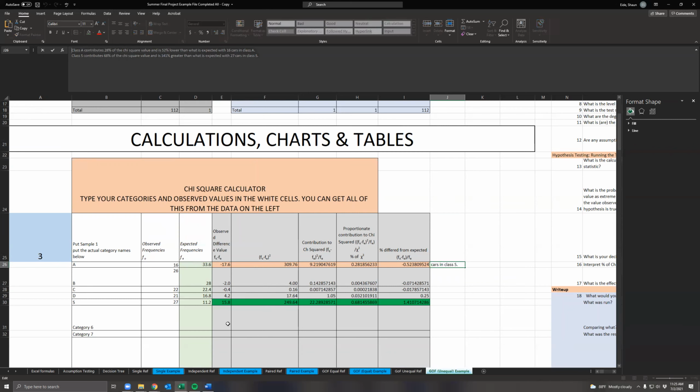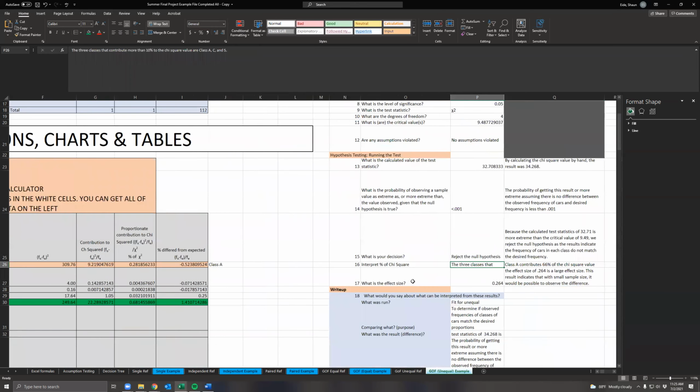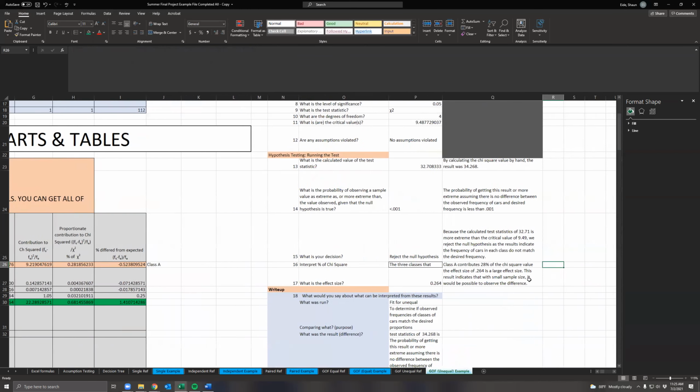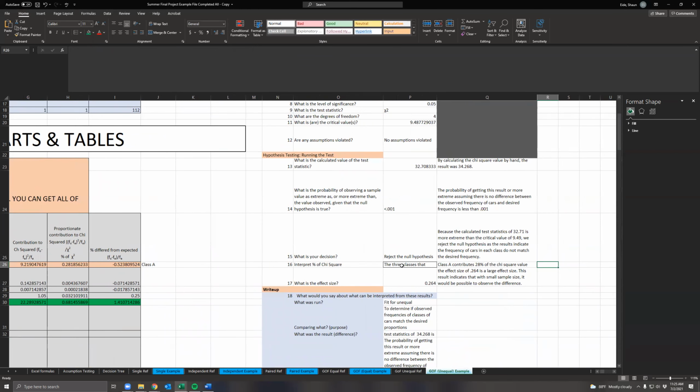So we wrote up where the difference comes from, and that's what we really care about. It's like, yes, there is a difference, but now let's tell us where the difference comes from. And we're going to put that right here in the explanation section. And then right over here, I'm going to say the two classes that contribute more than 10% to the chi-squared value are class A and class S, because those are the only two that I care about interpreting.